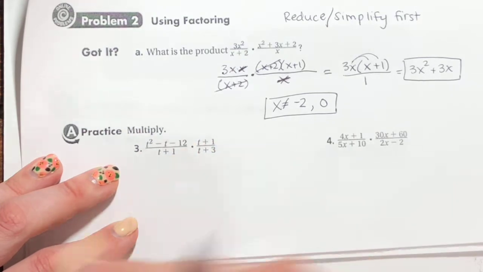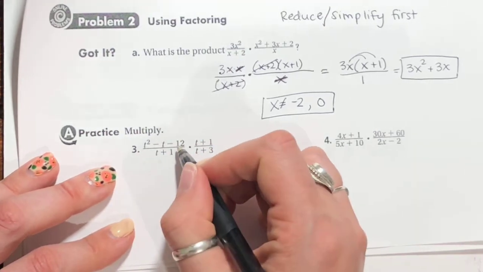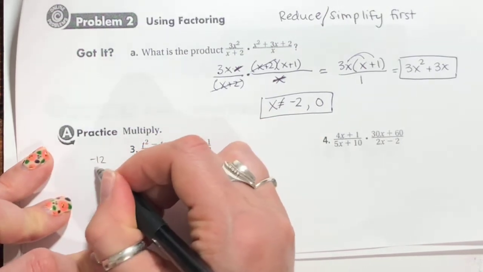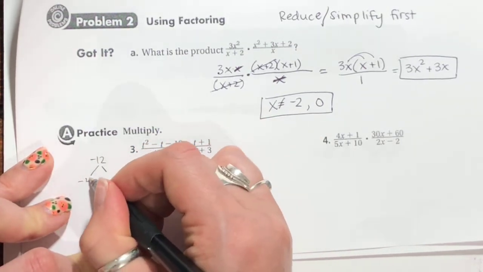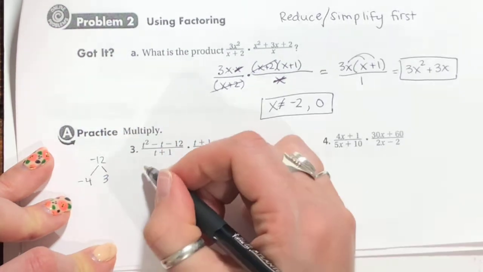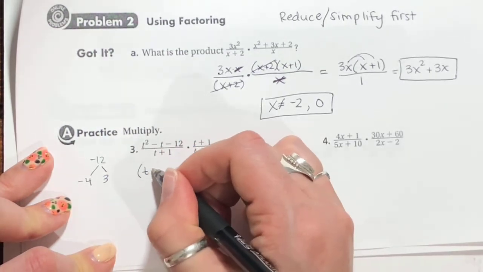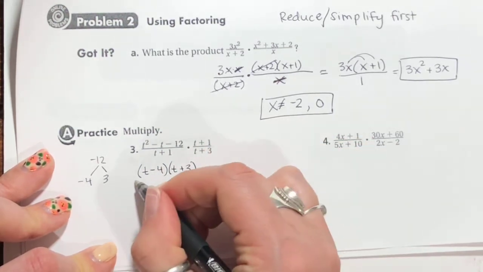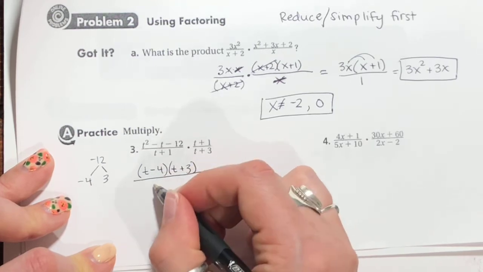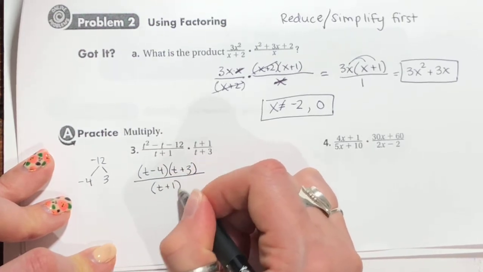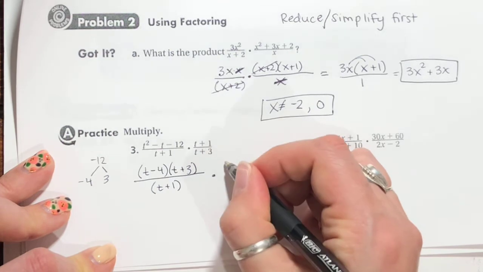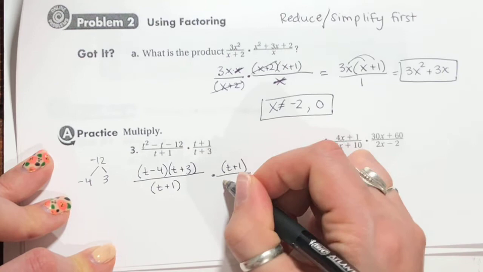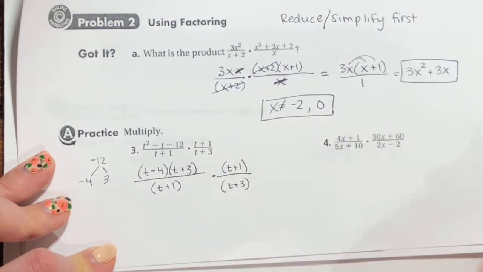Again, I'm going to try and reduce and cancel anything I can first. So thinking of numbers that multiply to be negative 12 but add to be negative 1, we can do negative 4 and positive 3. So this will change to be t minus 4 times t plus 3. And then on the denominator, t plus 1, we can't really do anything, so I'm just going to keep it at t plus 1. And then we have a t plus 1 here in the top, which is nice, and a t plus 3 in the bottom.